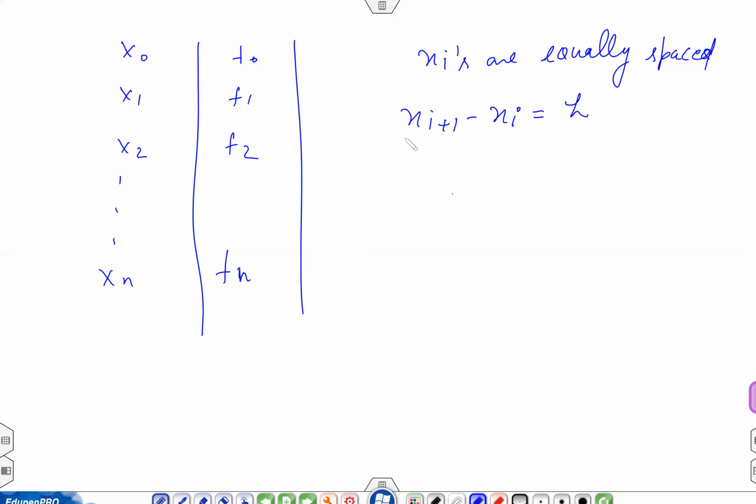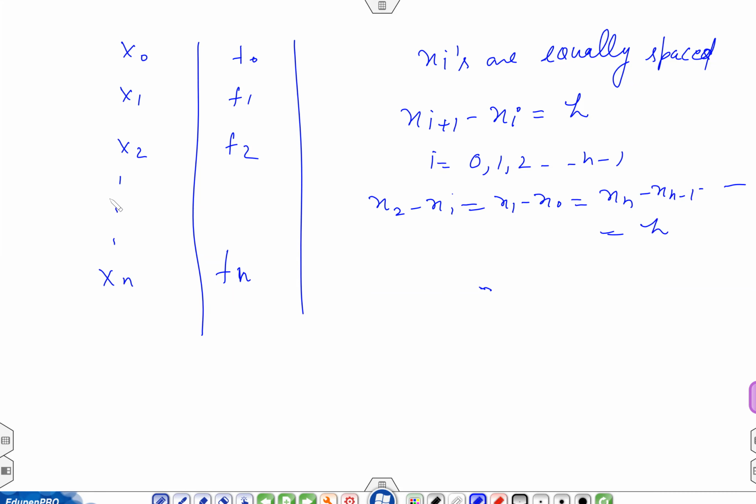All are equally spaced. That means i equal to 0, 1, 2 up to n minus 1. The difference of all of them is the same: x2 minus x1 equal to x1 minus x0 equal to xn minus xn minus 1 and so on. They are all equal, all points are equally spaced. Then Newton divided difference formula can be written in a simple formula. What is that? That is the Newton forward formula or Newton backward formula.